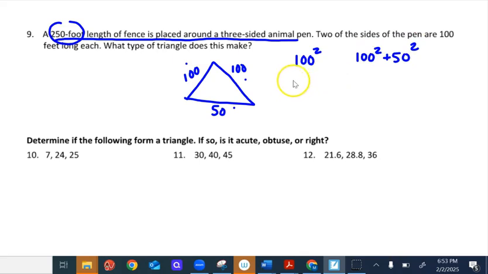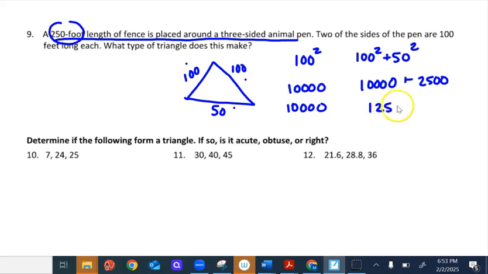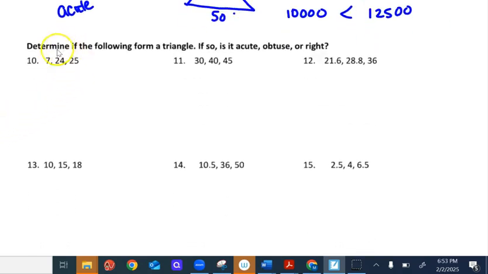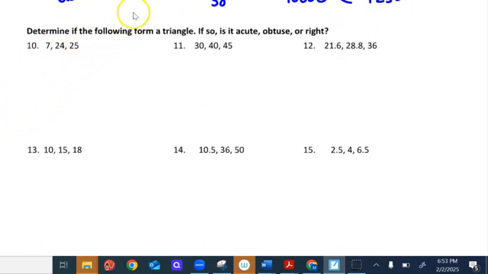And we're going to get, let's see, 10,000 plus 2500, 10,000, 12,500. I feel like I did that wrong. Is less than, so we're getting an acute triangle.